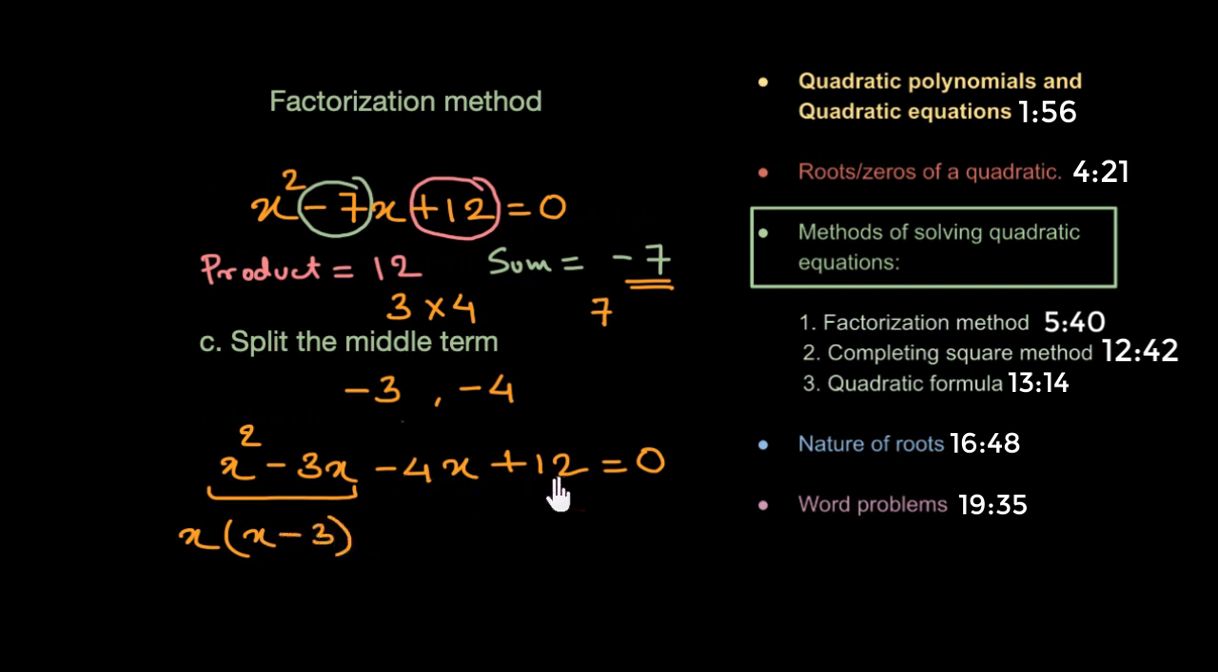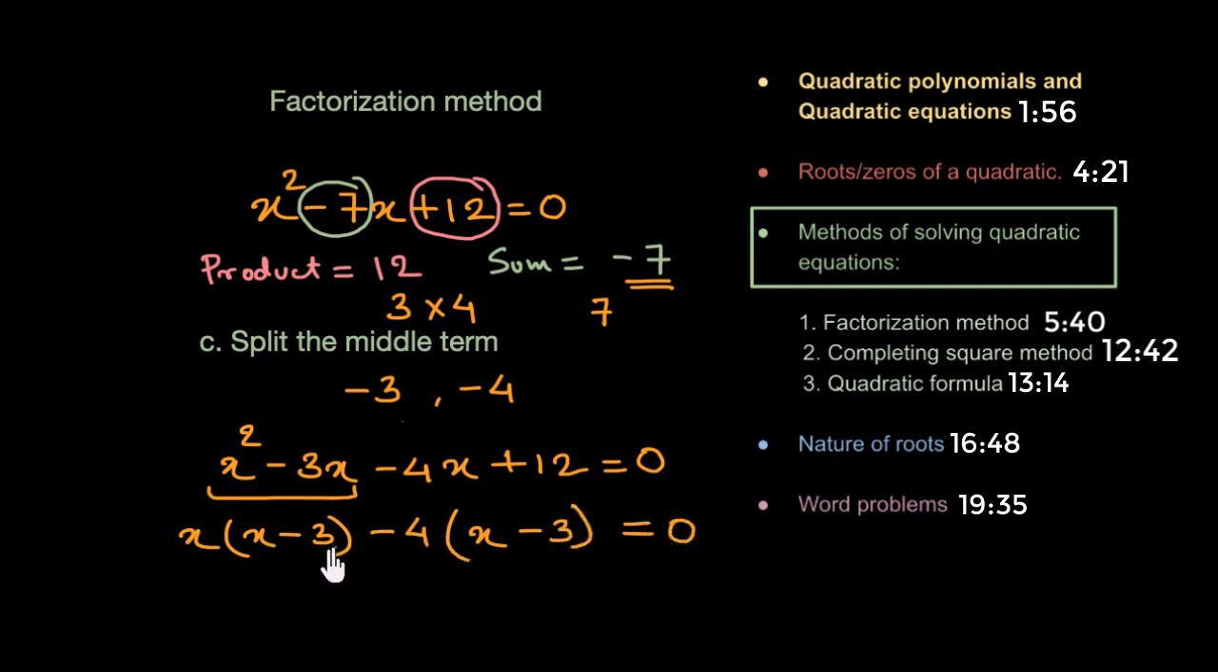So this would give us x times x minus 3. And from the last two terms, we can see that we have negative 4 as the common factor, so we can pull that out. So we can have the same x minus 3 as the common factor again. So negative 4 when pulled out from the last two terms would give us x minus 3 equal to 0.